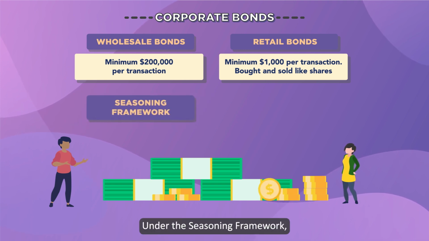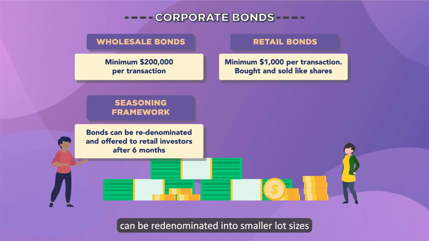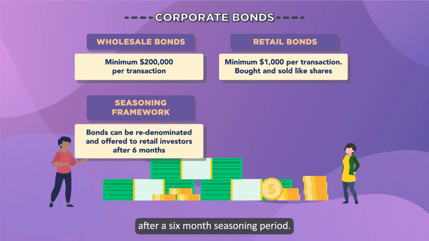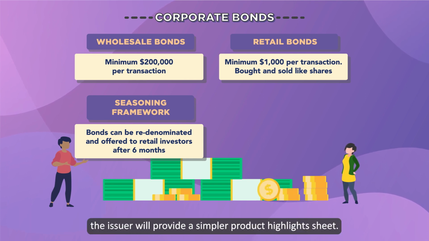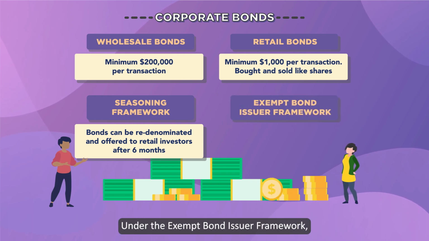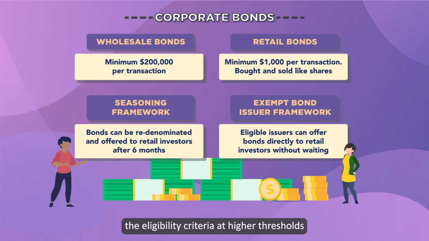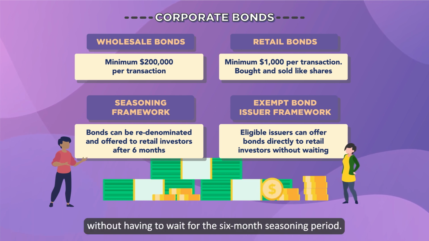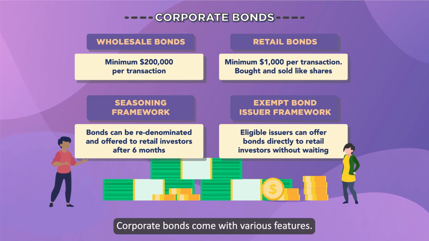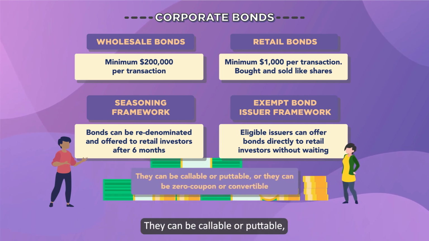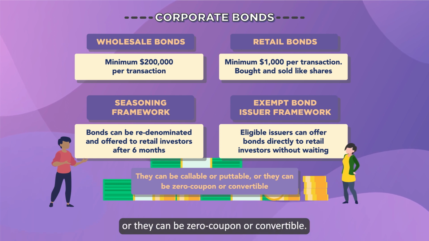Under the seasoning framework, certain wholesale bonds can be redenominated into smaller lot sizes and offered to retail investors after a 6-month seasoning period. Instead of a full prospectus, the issuer will provide a simpler product highlights sheet. Under the exempt bond issuer framework, issuers who satisfy the eligibility criteria at higher thresholds can offer bonds directly to retail investors without having to wait for the 6 months seasoning period. Corporate bonds come with various features. They can be callable or puttable, or they can be zero coupon or convertible.